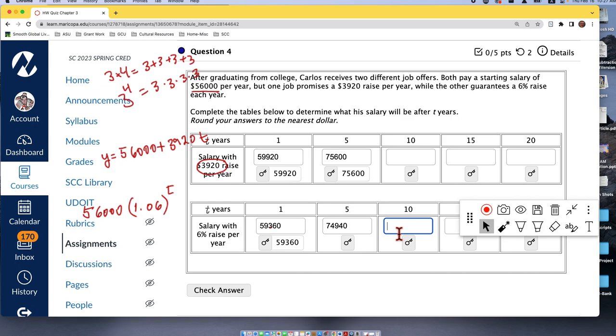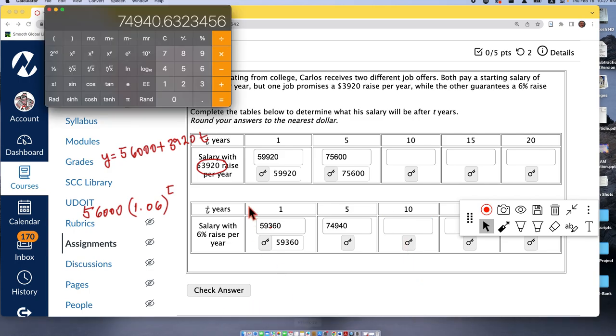So, of course, you might not like this job. If you're going to leave after 5 years, then you want to take the first one. But if you're going to be there for 10 years, it would be better to take the 6%, right? And if you have a TI-84, it's nice, you can plug this in and it'll give you a table and all that kind of stuff.